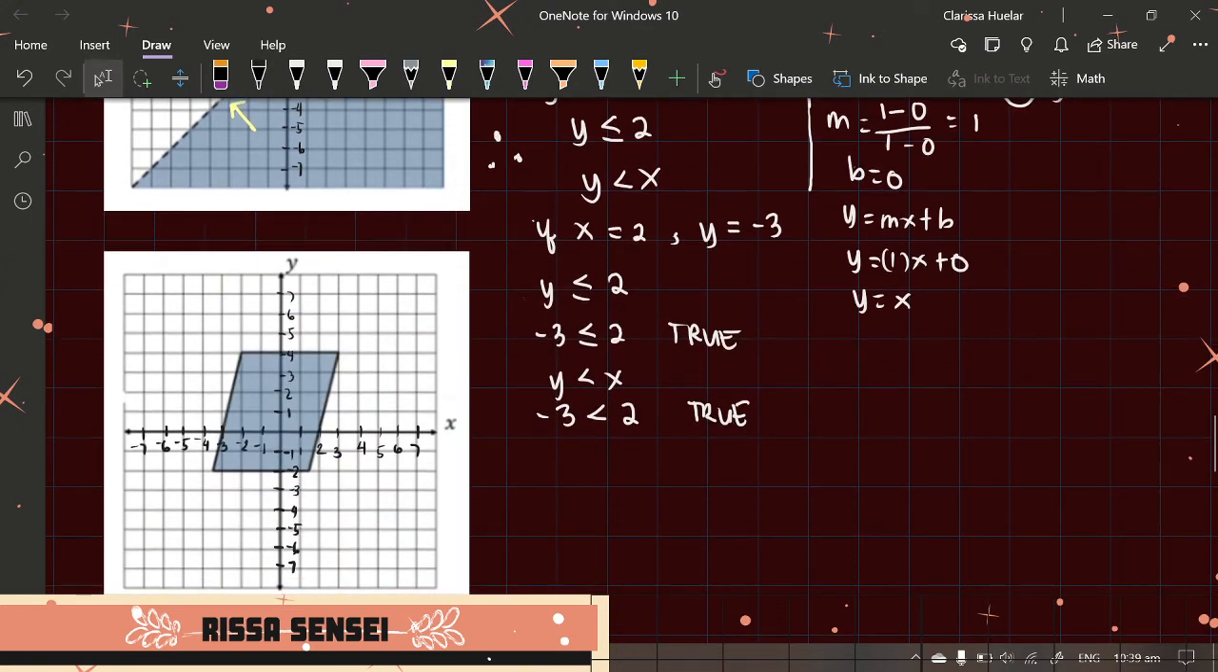Now, let's try this rhombus here. If you have questions, paki-comment na lang dyan.